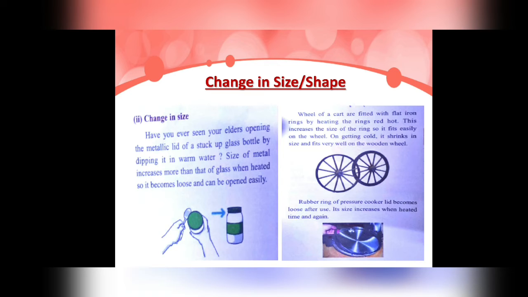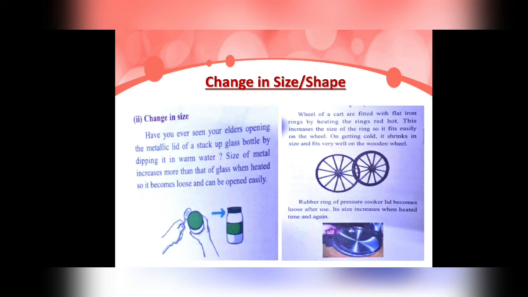Like the first one, have you ever seen your elders opening the metallic lid of a stuck glass bottle by dipping it in water? When you dip it into the water, what happens? The metal lid becomes loose because it starts expanding, and because it becomes loose, it opens very easily. Why does it happen? Expansion happens. Expansion means size increases. So when the size increases, the lid becomes loose and it is easy to open.